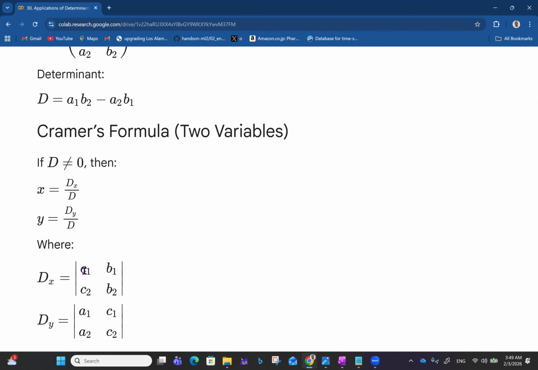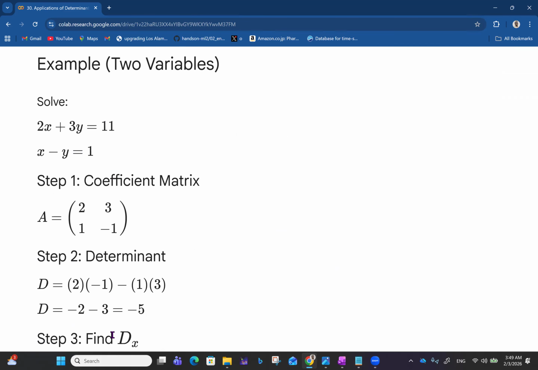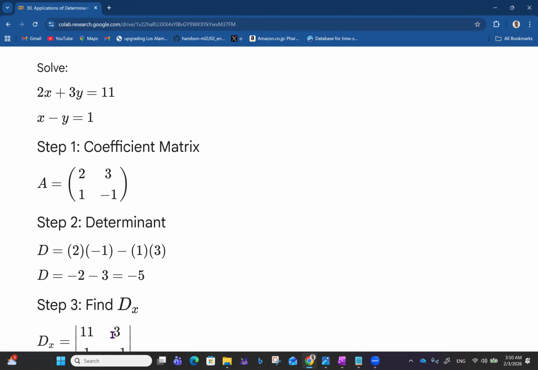So we had a1, b1, a2, b2. But to get dx, a1, a2 is replaced with c1, c2, and then b1, b2 remains. To get dy, a1, a2 is retained, but then b1, b2 is replaced by c1, c2. Okay. A very good example is what we have here now.